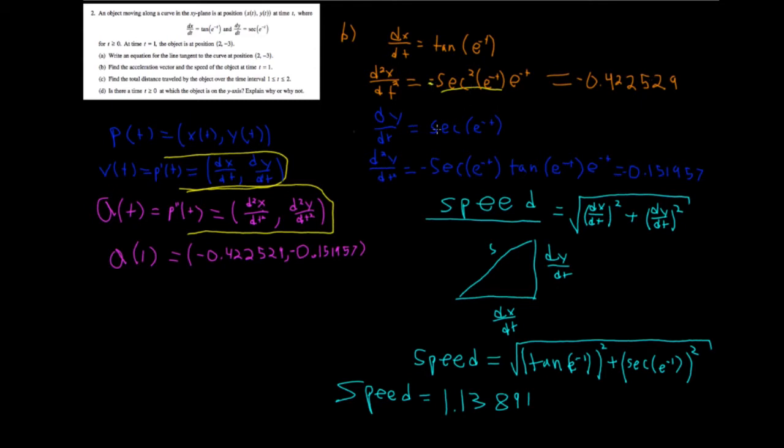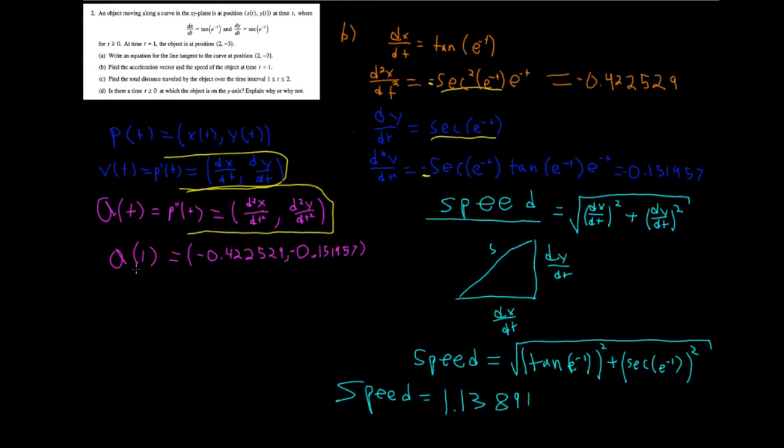And then to find d2y/dt squared, we're going to take the derivative of dy/dt. So we start out with secant of e to the negative t. This is going to be another chain rule. The outside is going to be secant of e to the negative t times tangent of e to the negative t, and then the derivative of the inside, which is going to be negative e to the negative t, and once again we're going to put the negative out in the front over here.